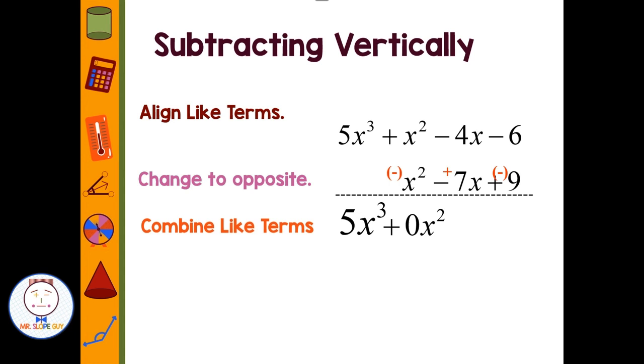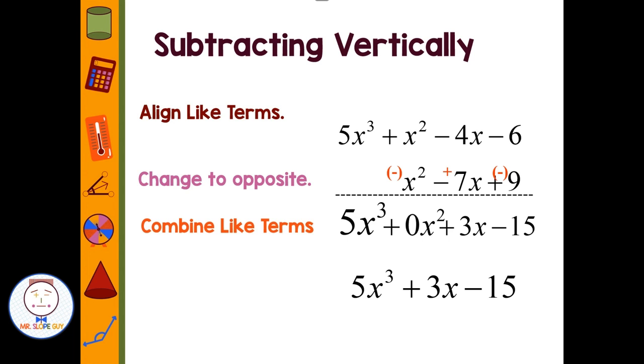Negative 4x plus positive 7x adds to 3x, and negative 6 plus negative 9 is negative 15. Now this 0x squared, anything times 0 is just 0, so the x squared term is going to drop out, and notice how our answer once again is in descending order, also called standard form.